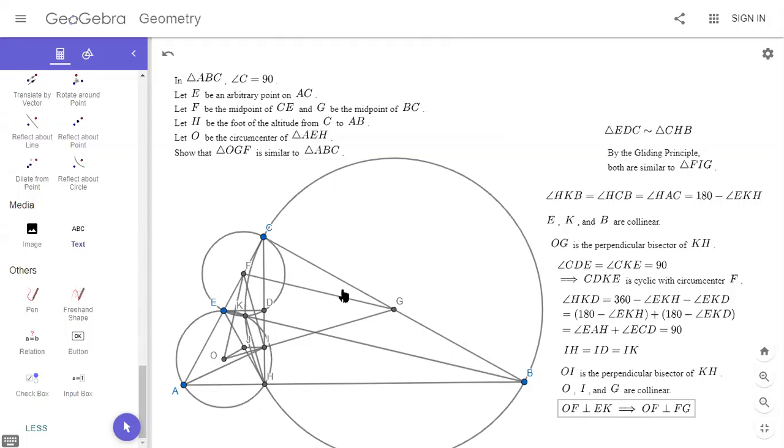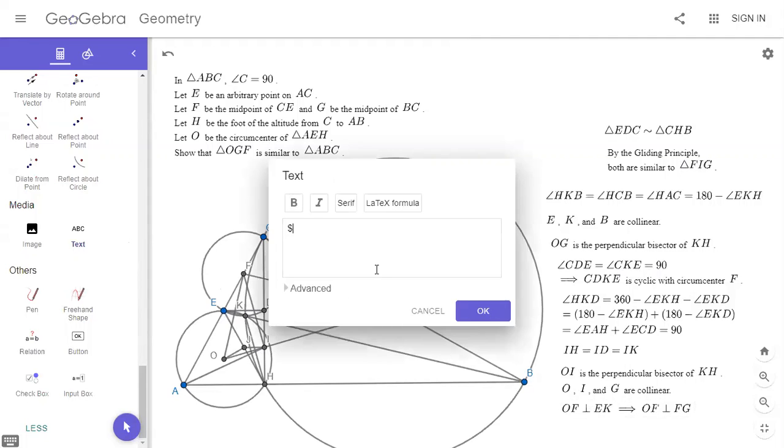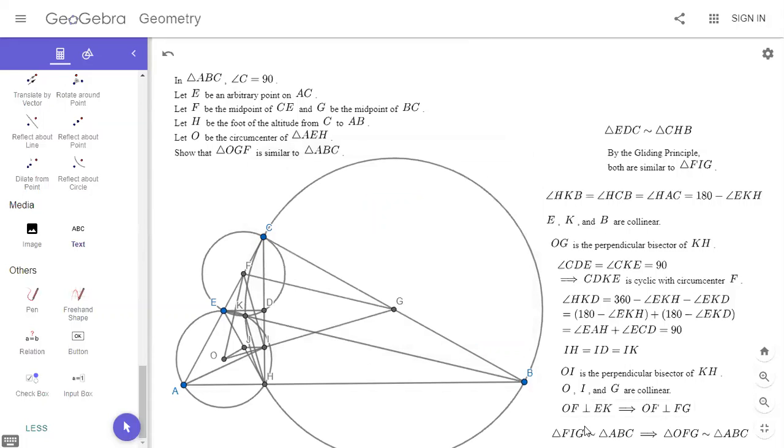So if OF is perpendicular to FG and O, I, and G are collinear, then since we knew FIG was similar to ABC, then OFG, it's easy. It's a fairly easy calculation to see that that also has to be similar. So, and that solves the problem. All right. And that should be it.